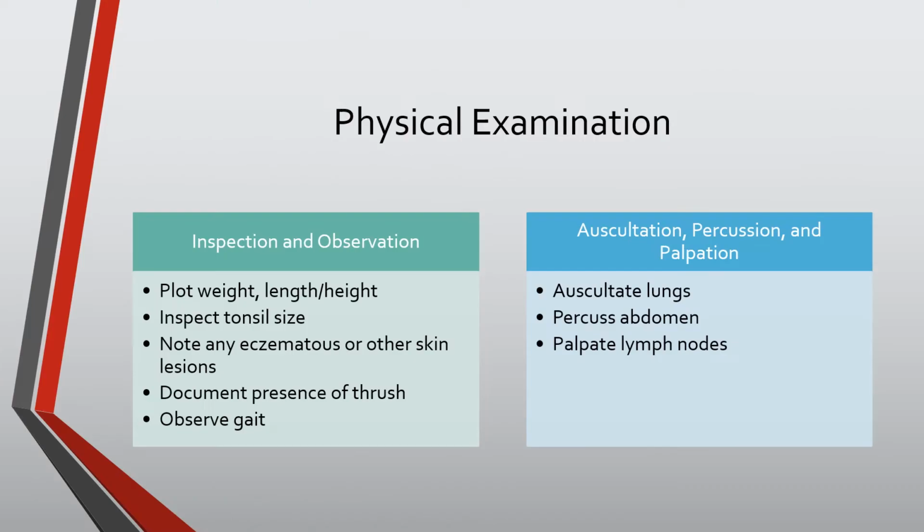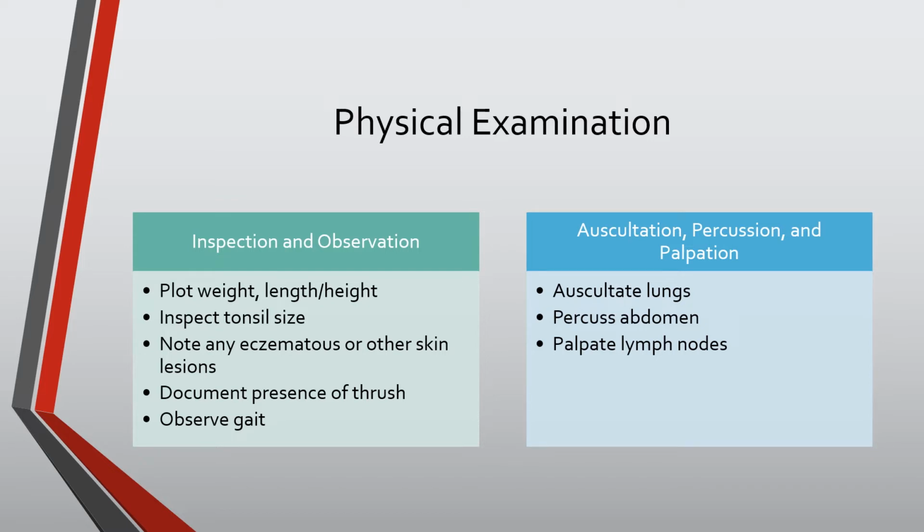And then physical examination. Let's look at that here. So we know we're going to do least invasive to most invasive. So we're going to inspect and observe. We're going to plot that weight, length, and height on appropriate growth charts so we can see those trends. We're going to look at the tonsil size. We're going to note any eczematous or other skin lesions which could occur with an allergic disease process. We're going to document the presence of any thrush, which is very frequent in children with our immunodeficiencies. And we're going to observe their gait. Neurological alterations occur with HIV infections. So if we're seeing gait changes, that would be concerning for us.